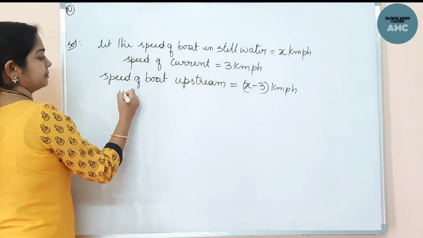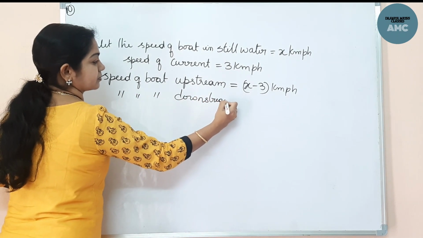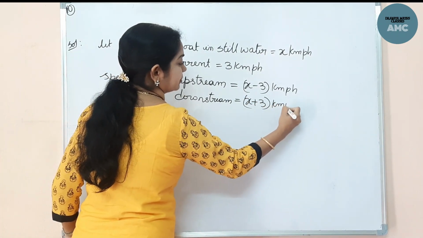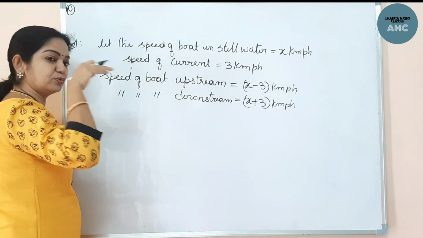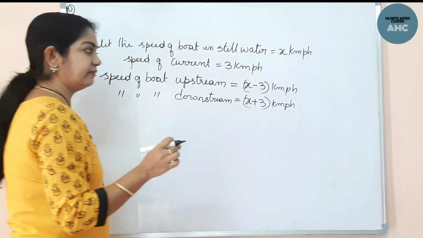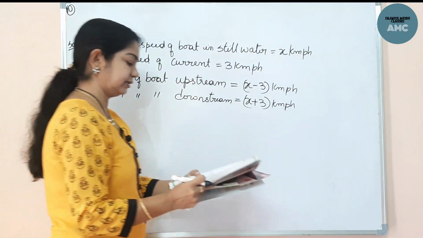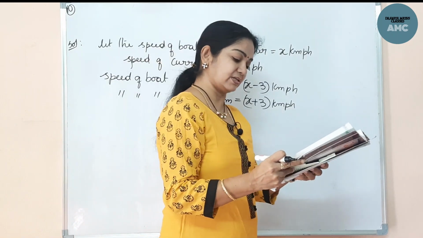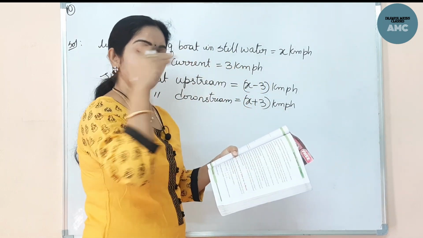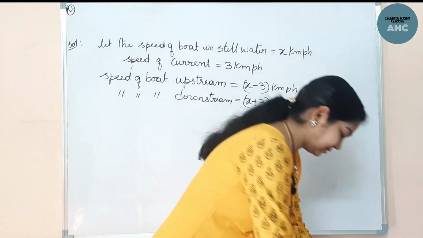Now the same case, the speed of boat downstream is equal to x plus 3 kilometers per hour. Downstream means they are moving in the same direction, so I'm adding them. Now, given also is the time. Time is 6 hours. The trip up and back, that means it is going and it is coming back. Both the trips are calculated as 6 hours.